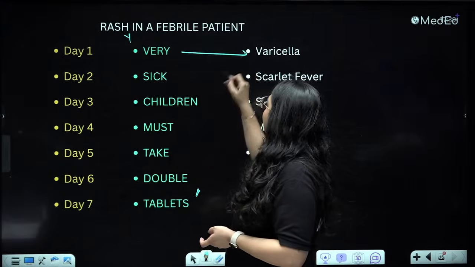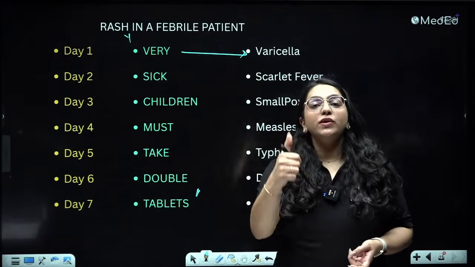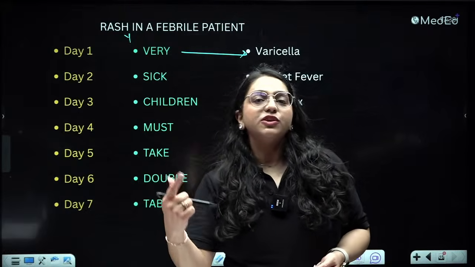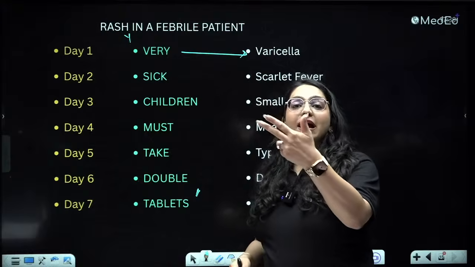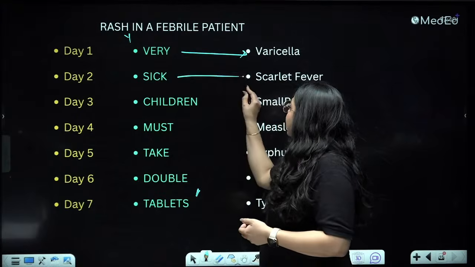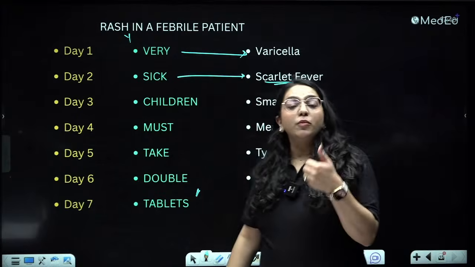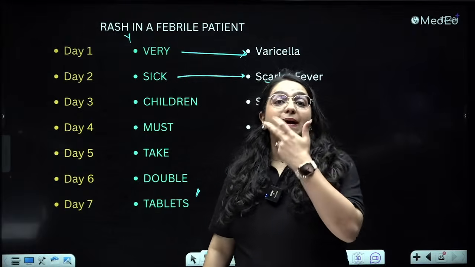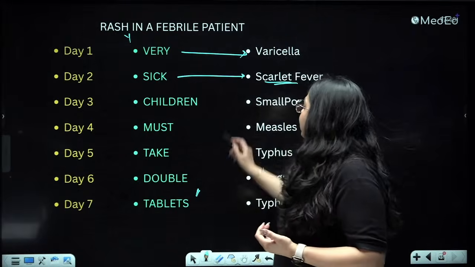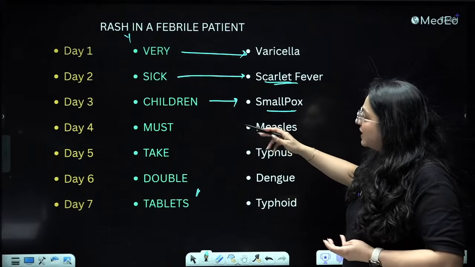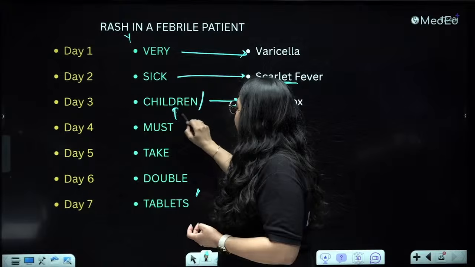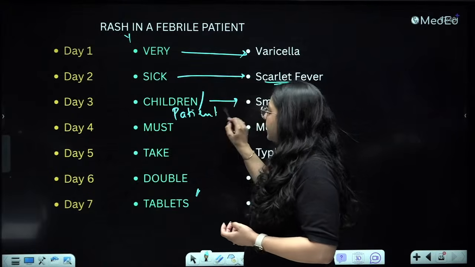So on day 1 you have varicella or chicken pox, so you would have seen onset of fever along with onset of rash and a vesicular kind of rash. So prodrome, fever and rash will come on day 1. Sick, scarlet fever, we have just seen the strawberry tongue, sandpaper rash and circumoral pallor. Then children, smallpox. So from children actually you can also remember it as patient, very sick patient must take double tablets.